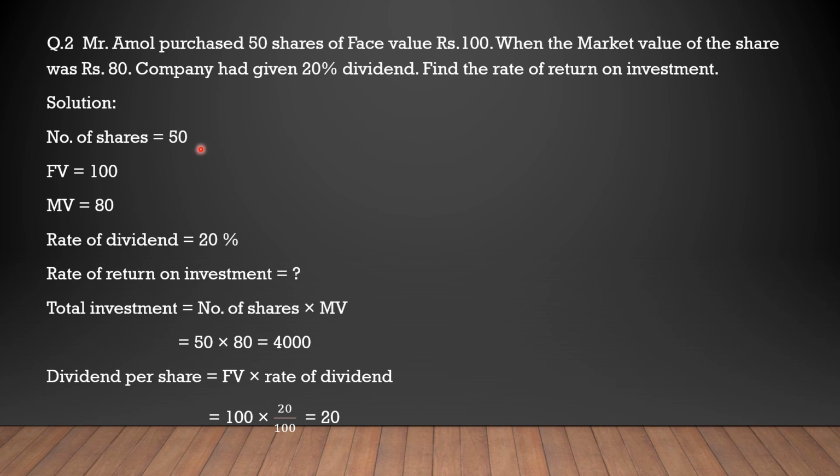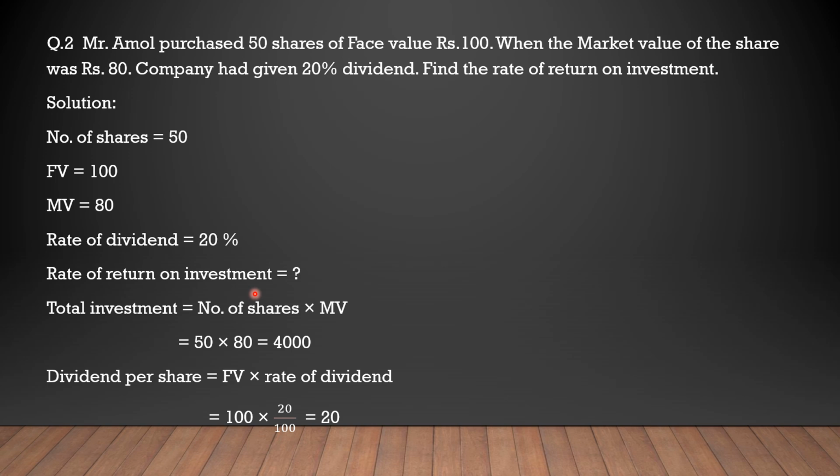So first, number of shares is equal to 50. FV, face value, is 100, market value MV is equal to 80, rate of dividend is equal to 20%, and we have to find rate of return on investment.